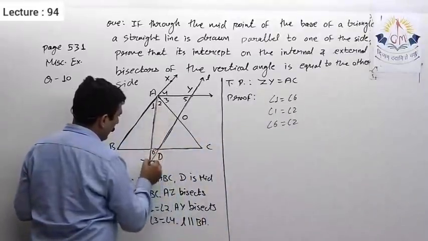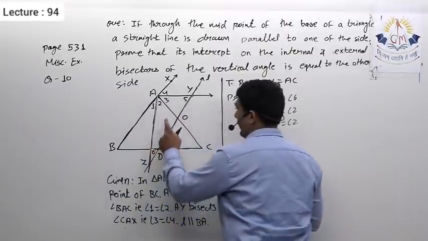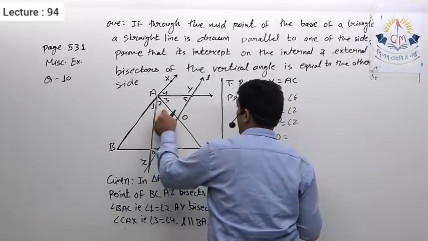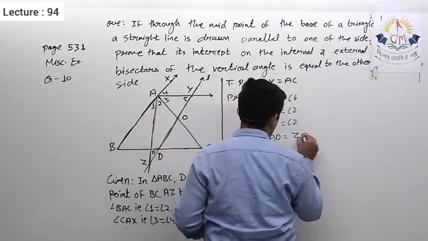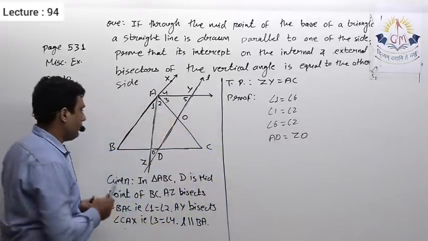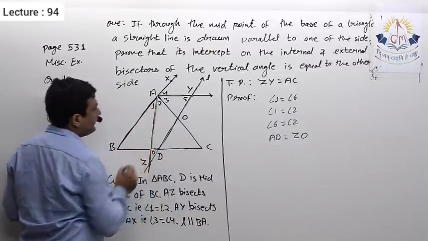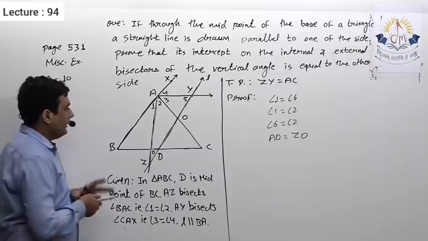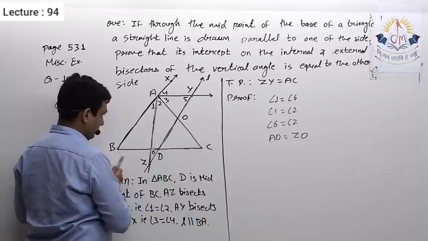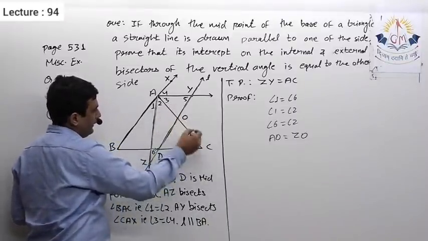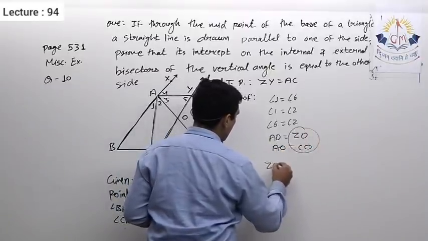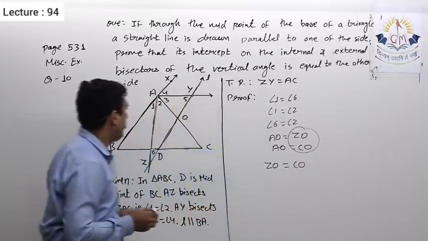Now, in triangle AZO, if angle 6 is equal to angle 2, I can say AO, which is opposite to angle 2, is equal to ZO, the side opposite to angle 6. So AO equal to ZO. Now, in triangle ABC, it is given D is the midpoint of BC. Also, it is given DO parallel AB. So O will be midpoint of AC. That means AO equal to CO. So this gives me ZO is equal to CO.